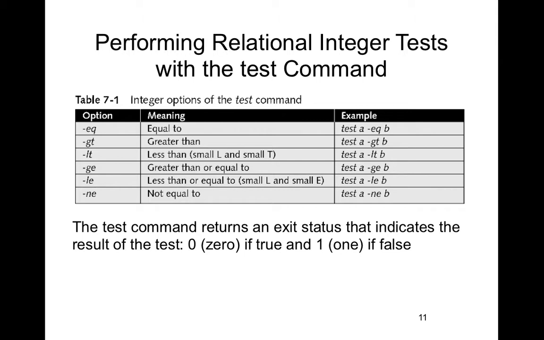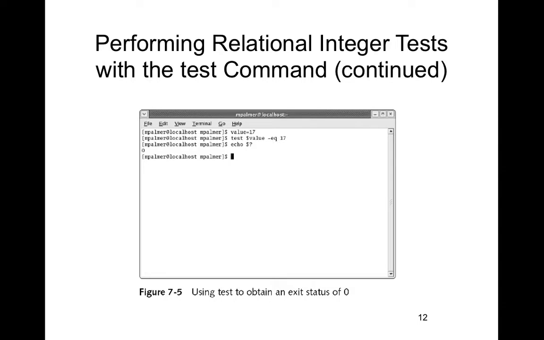So here's performing a relational integer test with the test command. So equals, greater than, less than, your common Boolean expressions. It's not an if, it's a test. The test command returns an exit status that indicates whether it's a 0 for true, or 1 for false. It returns a Boolean, essentially. You can write a test inside of your script, instead of using an if-then kind of statement. So I set value equal to 17. Test the value. Is it equal to 17?